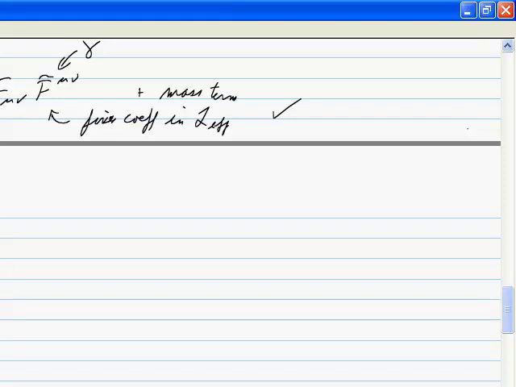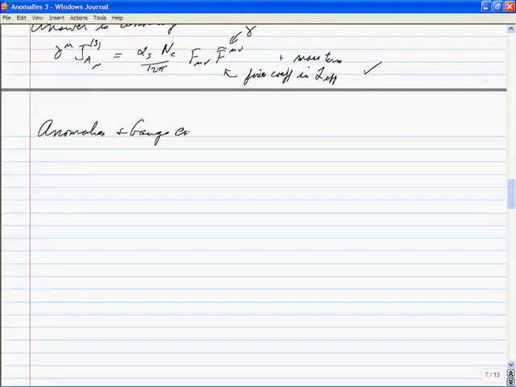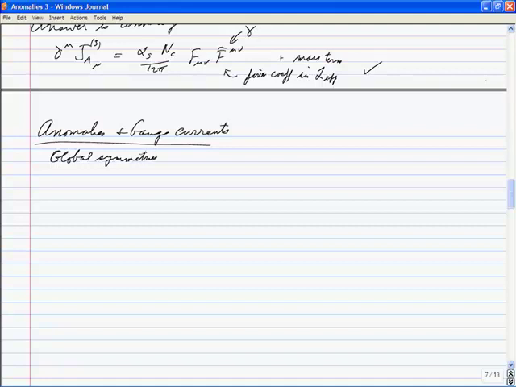Last thing for anomalies. Anyone want to ask a question, you're free to. But the last piece of lore that I want to pass on is that it contrasts global symmetries and gauge symmetries with respect to anomalies. Okay?